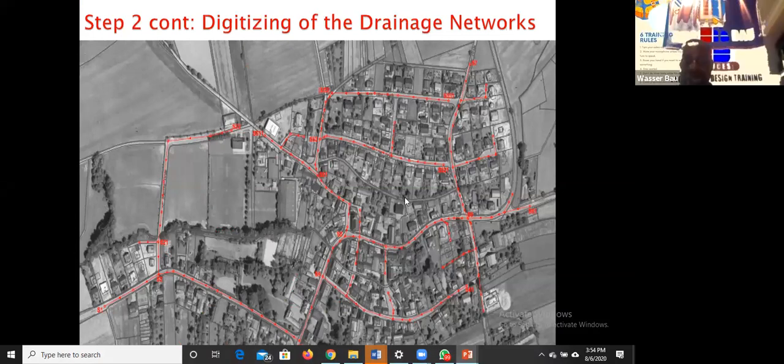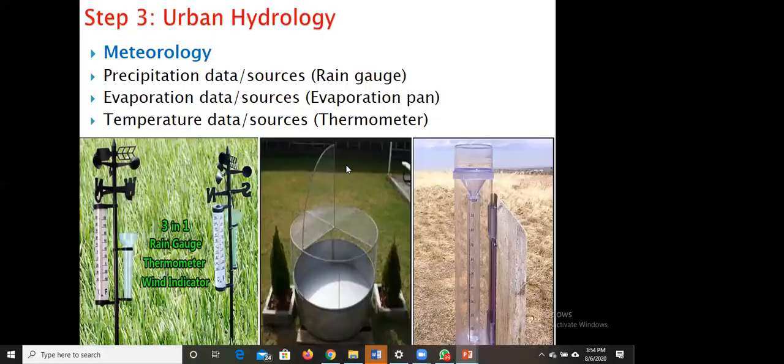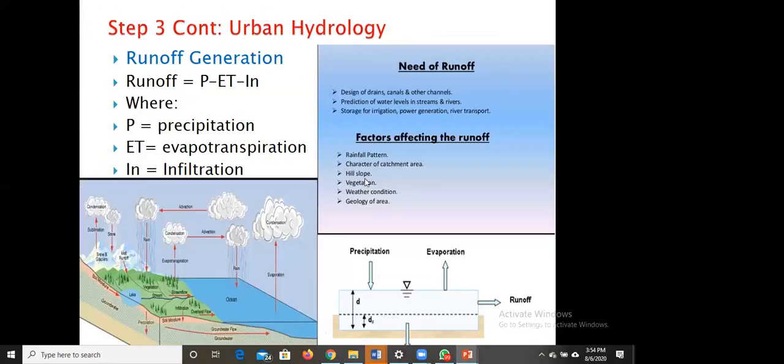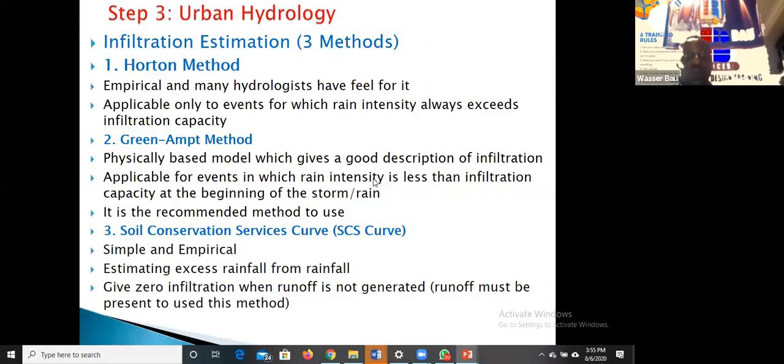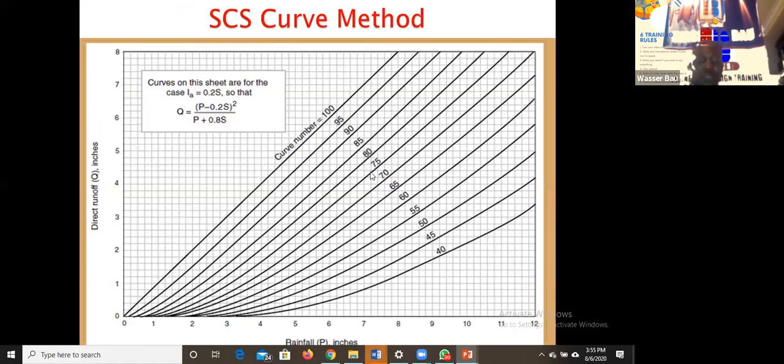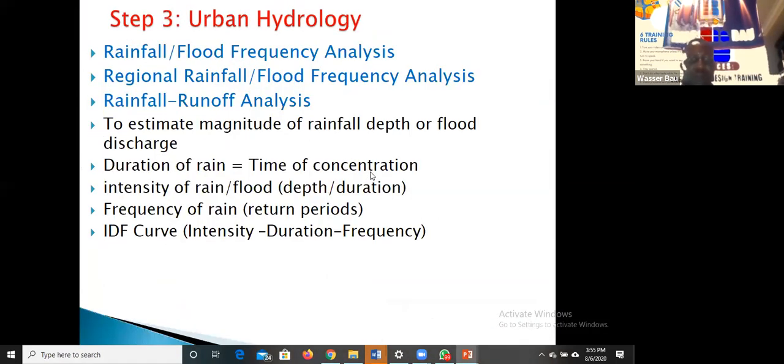Okay, let's just go ahead. So you do your design, you digitize your network using software. Then urban hydrology, this is what you have. I don't want to go through all these things. When we come to the software, you will see all this. So in urban hydrology, you talk about rainfall intensity. Now let's talk about urban hydrology.